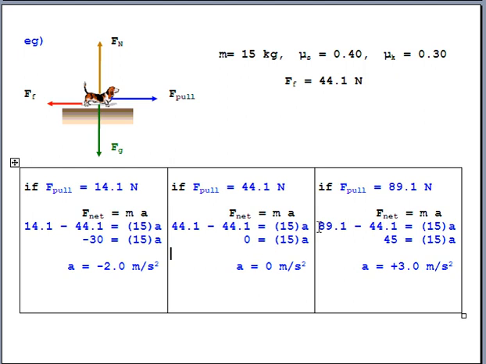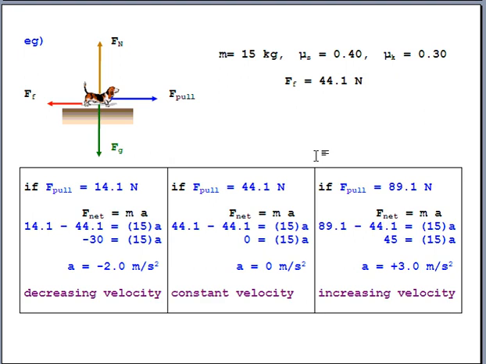And final scenario, what if you pull with 89 and the friction is 44? Well, now you've got 45 extra newtons. So now this dog is not only moving, but actually gaining some velocity. So maybe just summarizing that with some little descriptive words here.